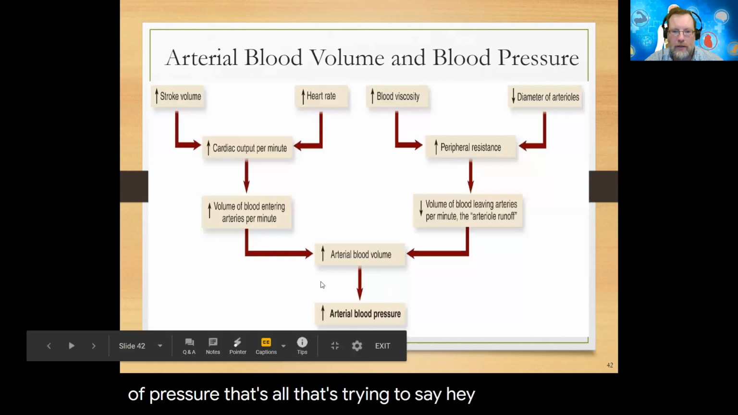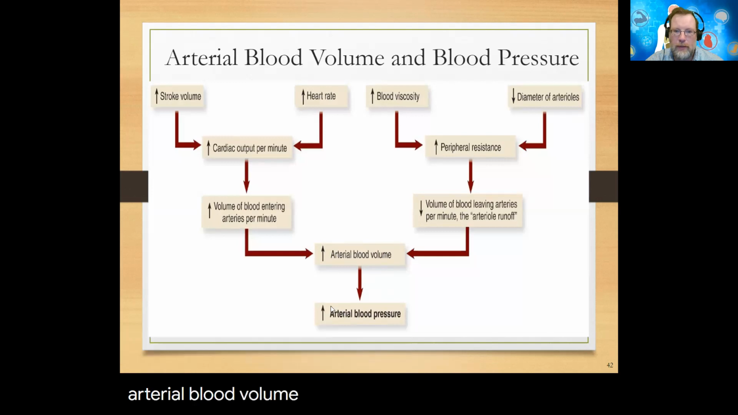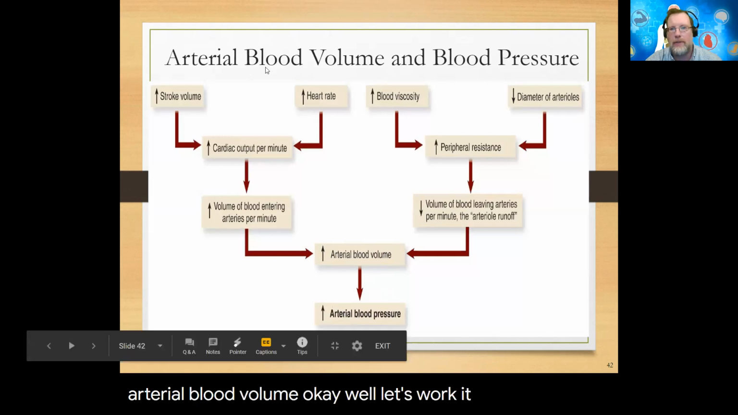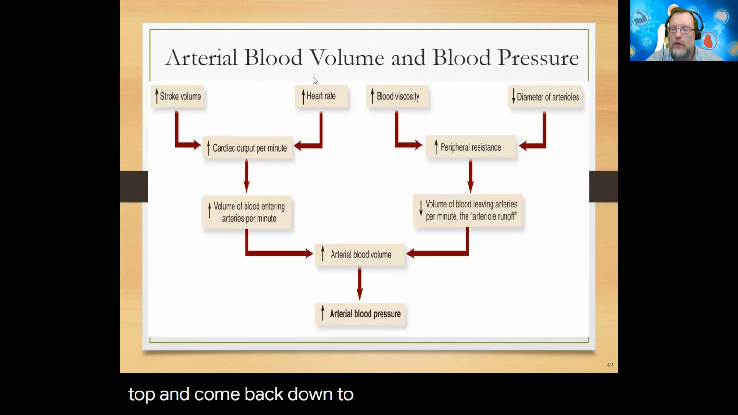So if I increase arterial blood volume, I'm going to see an increase in arterial blood pressure. Well, let's work it back up to the top and come back down to an increase in blood pressure. Most of what we see in the clinic is a lot of high blood pressure, a lot of chronic hypertension. So here are the factors that can determine an increase in blood pressure.